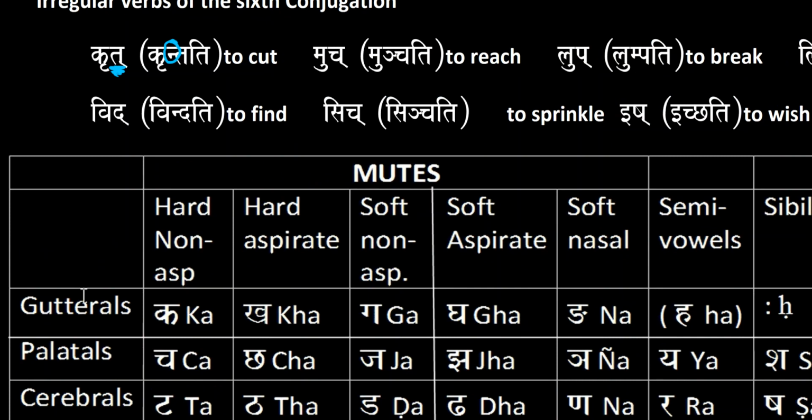Much, to reach, okay? Cha is a palatal. So cha, chha, ja, jha, nya. So you have cha and you have nya. Nya is also added. Okay, so the nasal is in the same category.